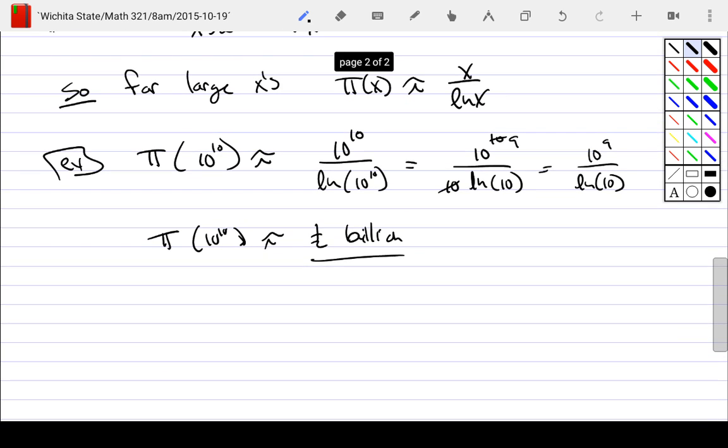Think about that for a second. From 2 to 10 billion, how many primes are there in that entire list? About 1/2 billion primes. All right, this automatically leads to an issue of why is factoring expensive?